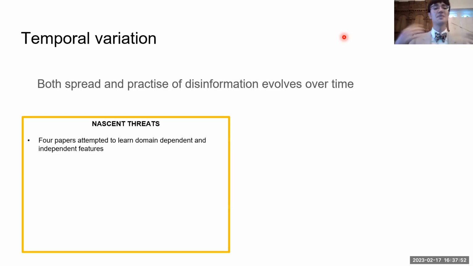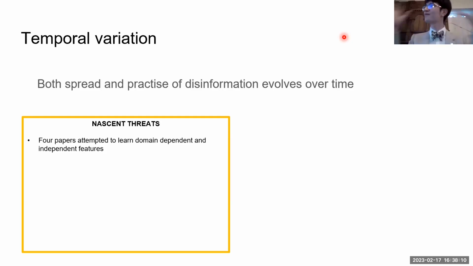4 papers tried to deal with this idea of a nascent threat by what they defined as domain dependent, so by learning domain independent and dependent features. A domain here, they had to define a priori. This might be something as broad as, say, Syrian news, but it could be much more specific. It could be a particular event. It could be a street in London where there's an event now or something.